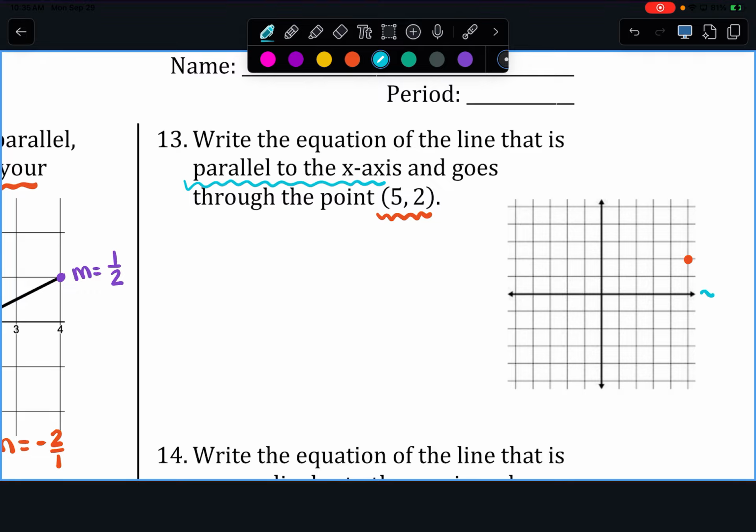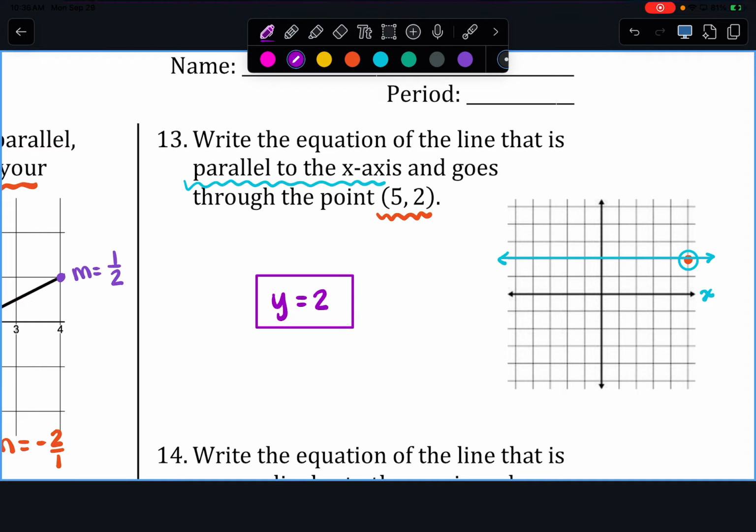And then it says parallel to the x-axis. Okay, well, here's the x-axis. So if I'm running parallel to that, I know that has to be a horizontal line. But it also has to pass through that point that they gave me. So I'm looking for the equation of this line right here. Well, he's a horizontal line, and he's only going to cross the y-axis at 2 for his entire life, and that is his equation.